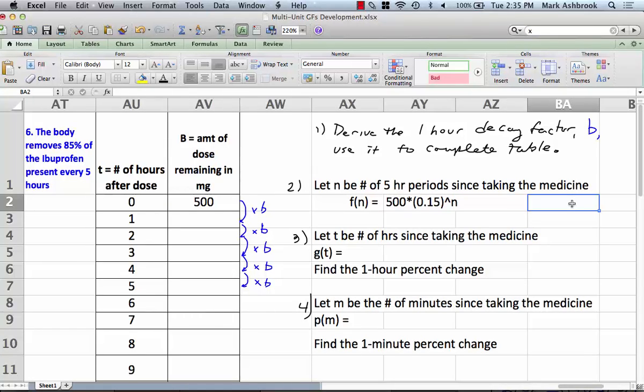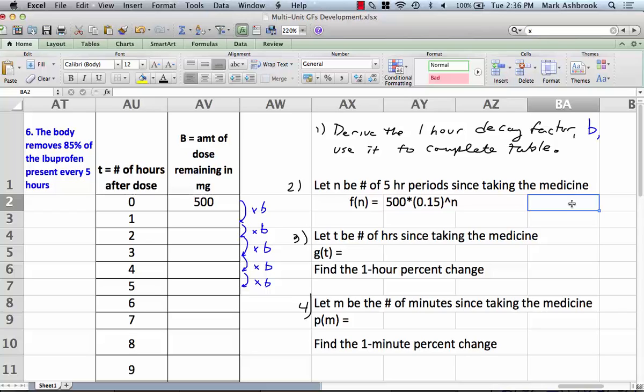So what are you saying 0.15 is, Jacob? What is the number 0.15? What does that mean? The decay factor. For? The amount of ibuprofen in the body every 5 hours. It's the 5-hour decay factor, right? And so if n is the number of 5-hour periods, then that matches up with our decay factor, right? So 0.15 to the n.